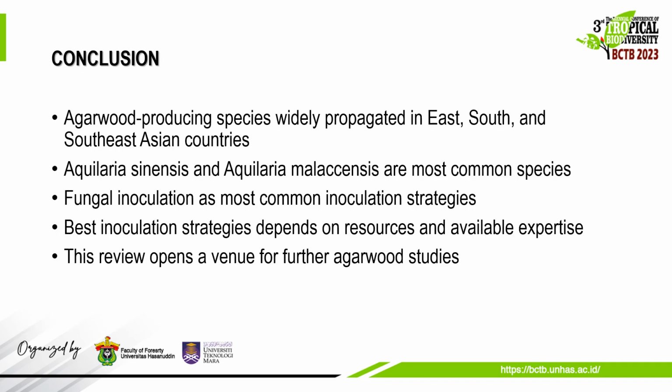To conclude this presentation, agarwood producing species are widely propagated in East, South, and Southeast Asian countries in the review, and Aquilaria sinensis and Aquilaria malaccensis are the most common species. Fungal inoculation is considered the most common inoculation strategy. Moreover, the best inoculation strategy depends on resources and available expertise, and this review opens the venue for further agarwood studies.